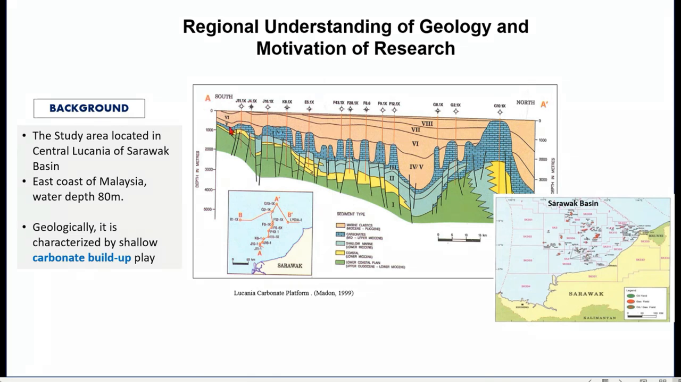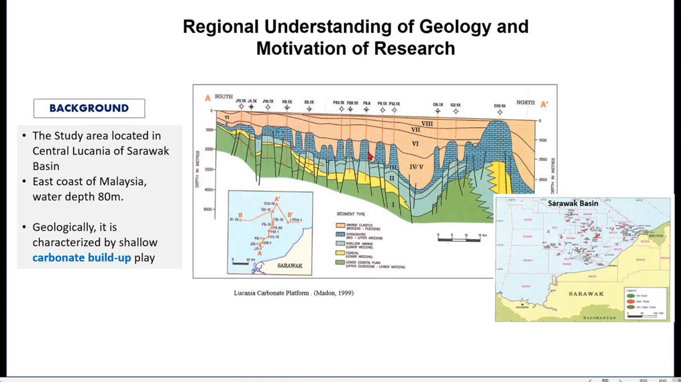If you look at the subsurface lithology, you can see this blue color, which is carbonate, and you can see very steeply dipping carbonate buildups. Obviously you can interpret these reflectors, like the first one, the second, and so on. These are actually the formation names, so it's okay. It's easy to interpret.